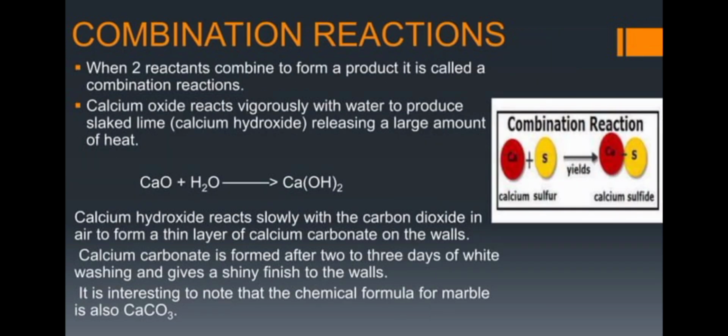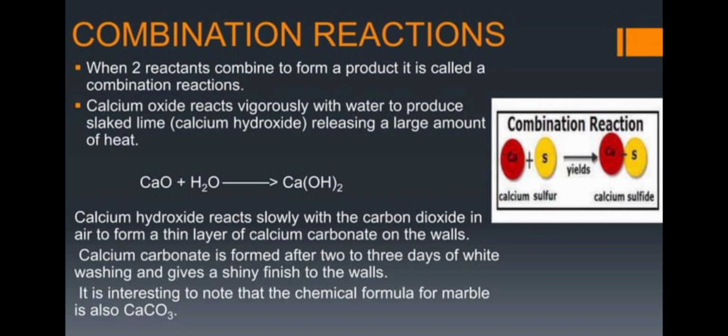Combination reactions. When two reactants combine to form a product, it is called a combination reaction. Calcium oxide reacts vigorously with water to produce slaked lime, calcium hydroxide, releasing a large amount of heat. Calcium hydroxide reacts slowly with the carbon dioxide in air to form a thin layer of calcium carbonate on the walls. Calcium carbonate is formed after 2 to 3 days of whitewashing and gives a shiny finish to the walls.